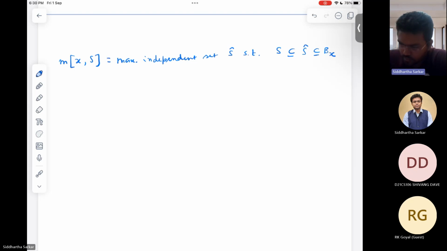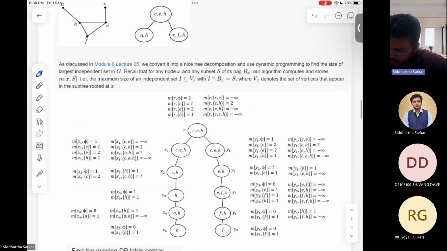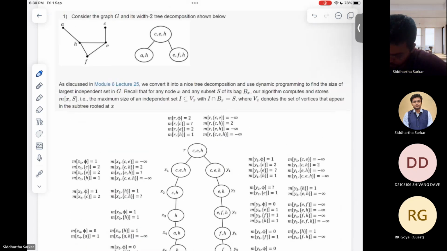So in the book it is saying Vt, but fine. I'll just check the question once again to see what they're saying. Okay, this is already written in the question. So they're saying that M(x, S) means the maximum size of an independent set I, which is a subset of Vx. So Vx means the set of vertices that appear in the subtree rooted at x.